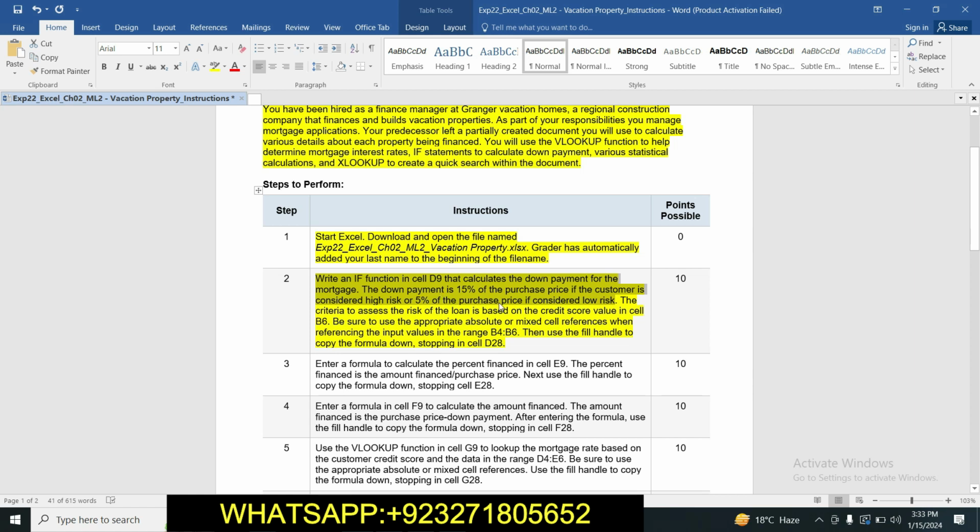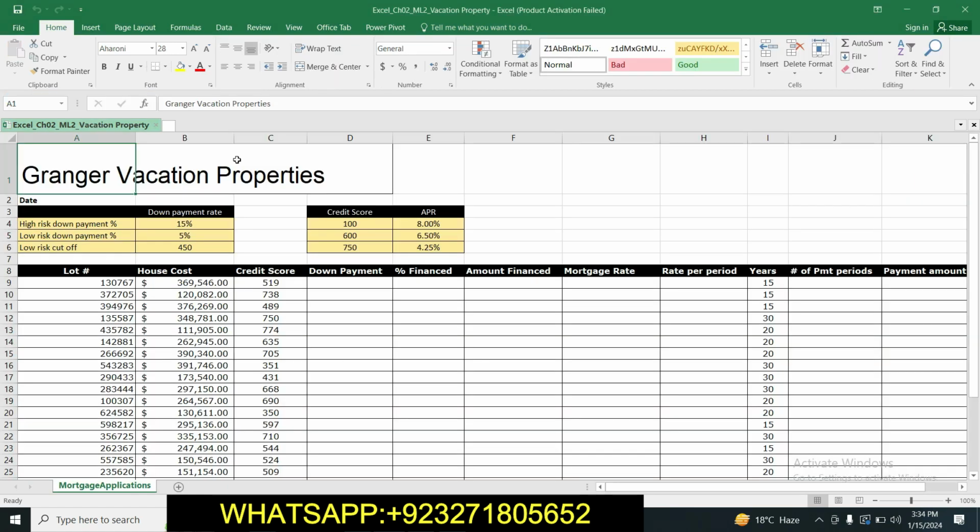The criteria to assess the risk of the loan is based on the credit score value in cell B6. Be sure to use the appropriate absolute or mixed cell references when referencing the input values in the range B4 to B6. Then use the fill handle to copy the formula down, stopping in cell D28. In the Excel worksheet, we have to enter a formula in cell D9.